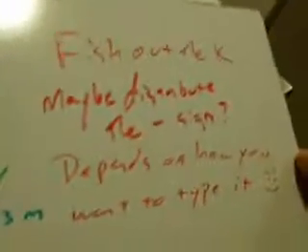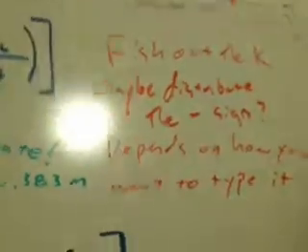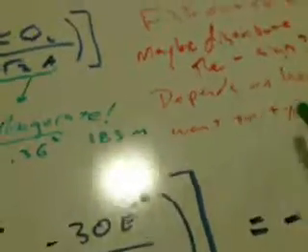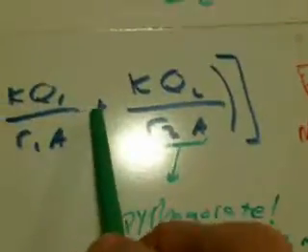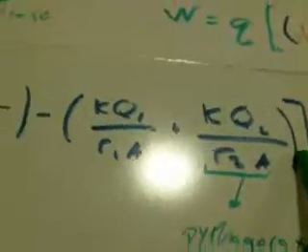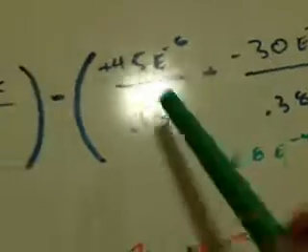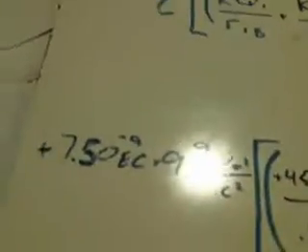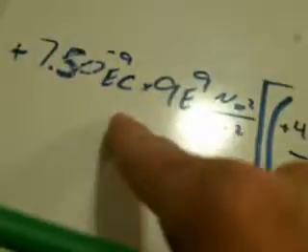Now, when you solve these, you simply fish out the K, and if you wish to distribute the negative sign, you can. It just depends on how you want to type that problem. If you want to distribute that negative to here and here, you can, and then get rid of those parentheses, or if you want to keep it as is, leave the parentheses in when you do the typing, it just depends. So the amount of Q we are moving, 7.5 times 10 to the negative ninth.